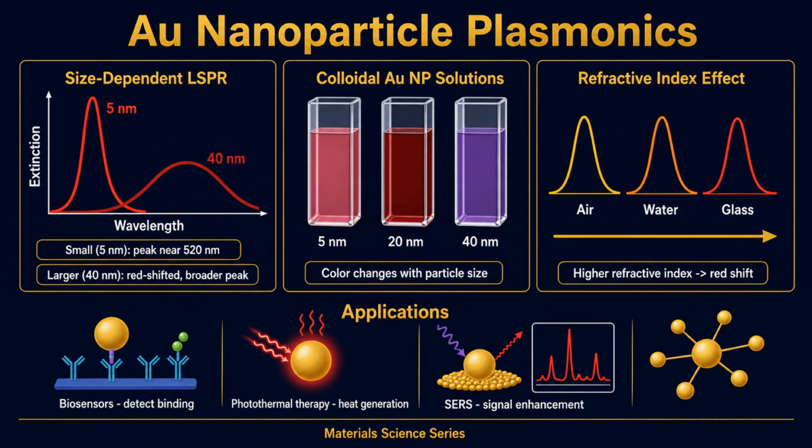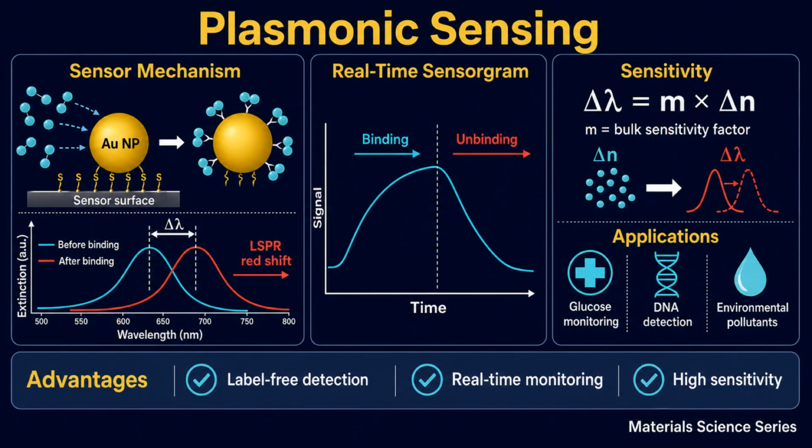This sensitivity to the local environment is what makes gold nanoparticles excellent sensors. When molecules bind to the surface, they change the local refractive index, shifting the LSPR peak. We can detect this shift spectroscopically. Plasmonic sensing exploits the sensitivity of LSPR to the local environment. When target molecules bind to functionalized gold nanoparticles, the local refractive index increases, redshifting the plasmon resonance. The shift is proportional to the change in refractive index.